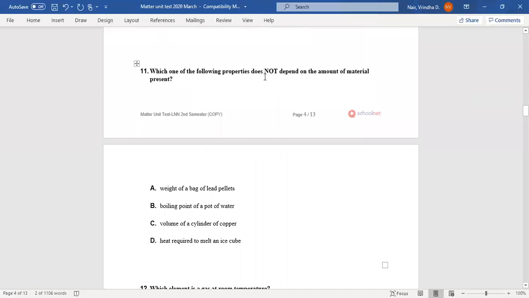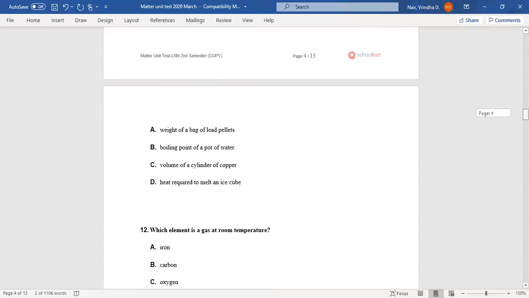Which of the following properties does not depend on the amount of the material present? The weight of a bag of lead pellets, the boiling point of the pot of water, the volume of the cylinder of copper, the heat required to melt an ice cube.